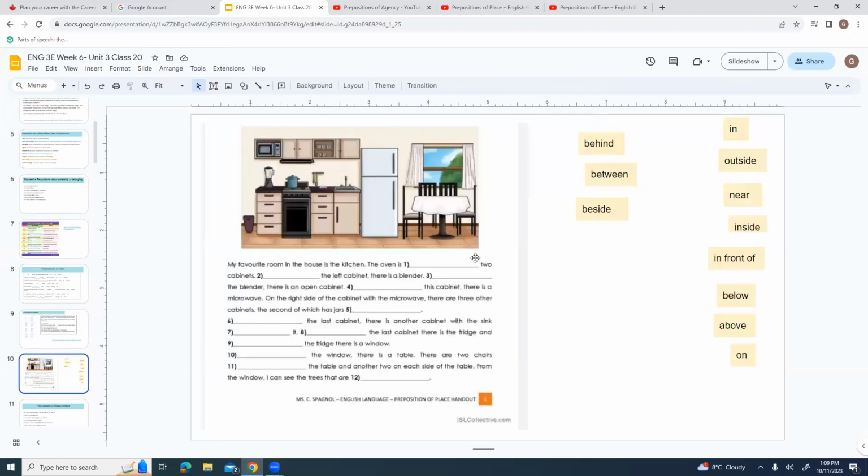Oh, here is a little picture of things, and we're putting things in location here. My favorite room in the house is the kitchen. The oven is something, 2 cabinets. Well, there's 2 cabinets and there's the oven. So there, it's below it or beneath it. Is that one of my choices? Below, I've got below. I'm going to grab that and put that over here. Something, the left cabinet, there is a blender.